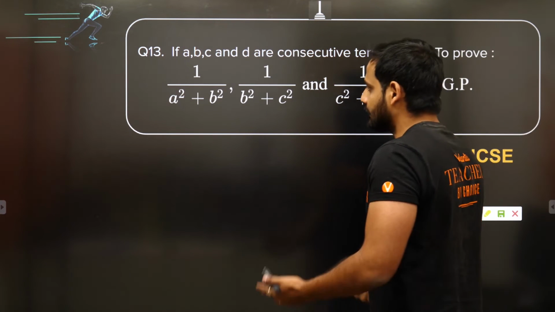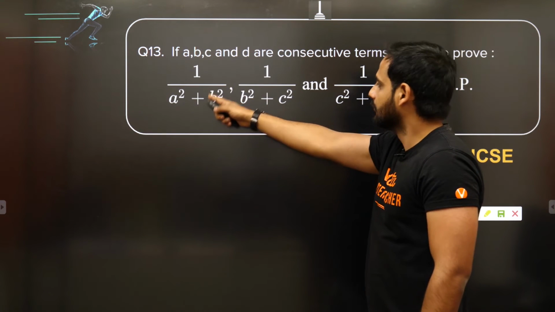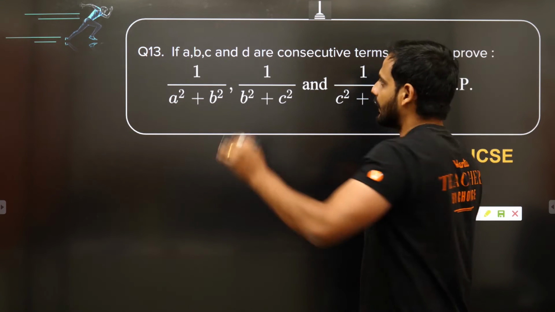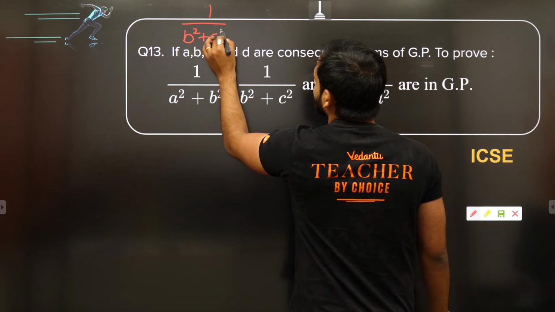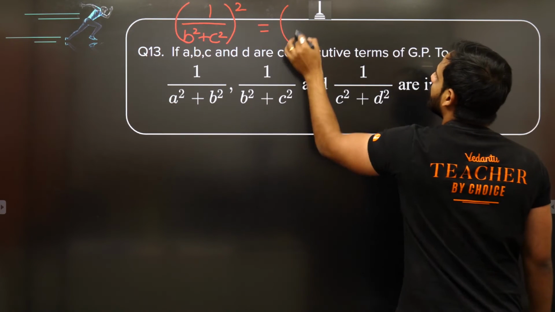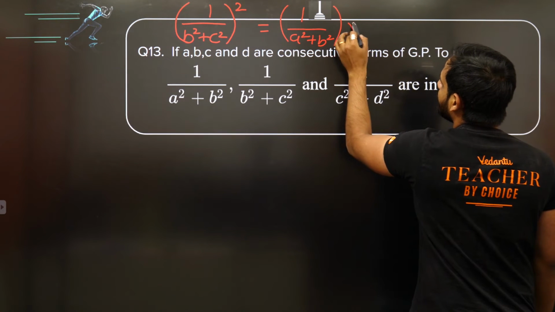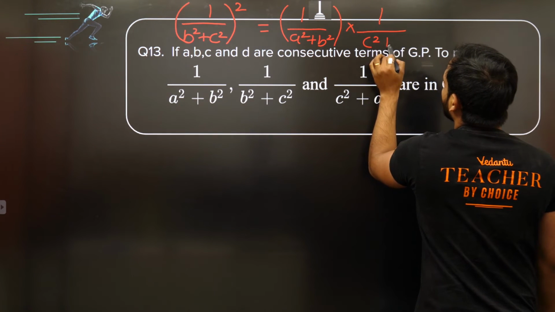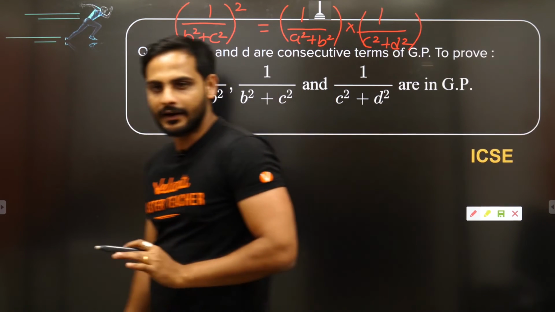So that means, sir, the square of the middle term should be equal to the product of the first and third term. So I want to prove that 1 by (B square plus C square) whole square is equal to 1 by (A square plus B square) into 1 by (C square plus D square). This part is clear.